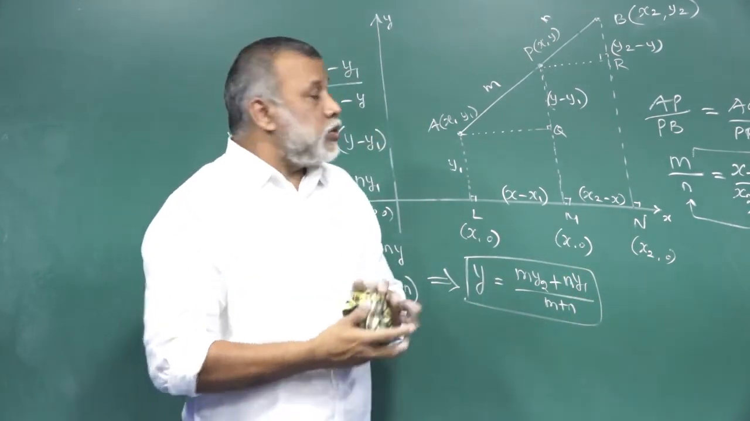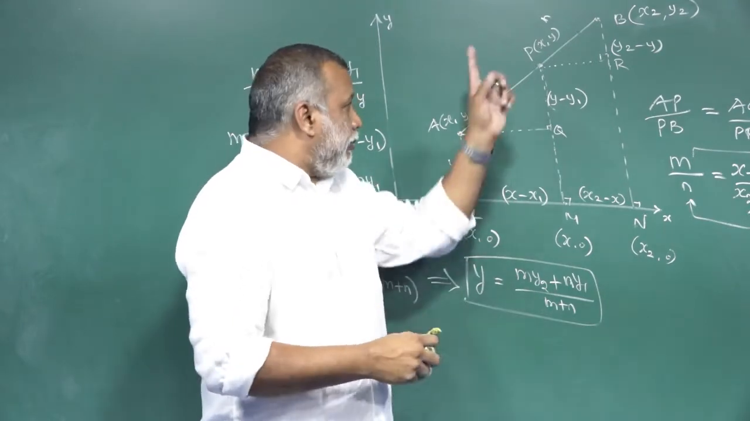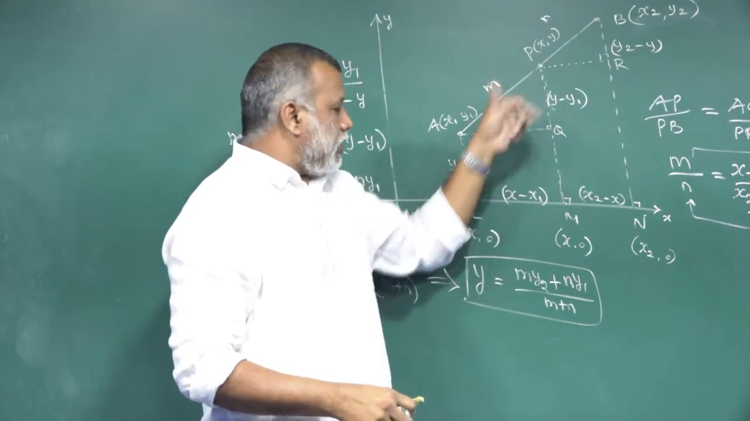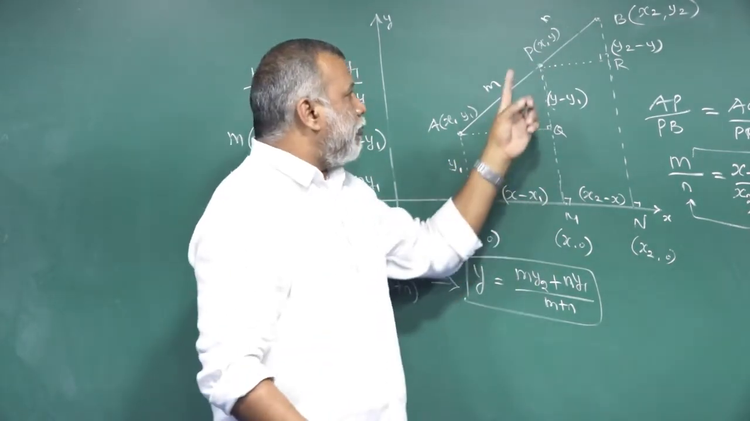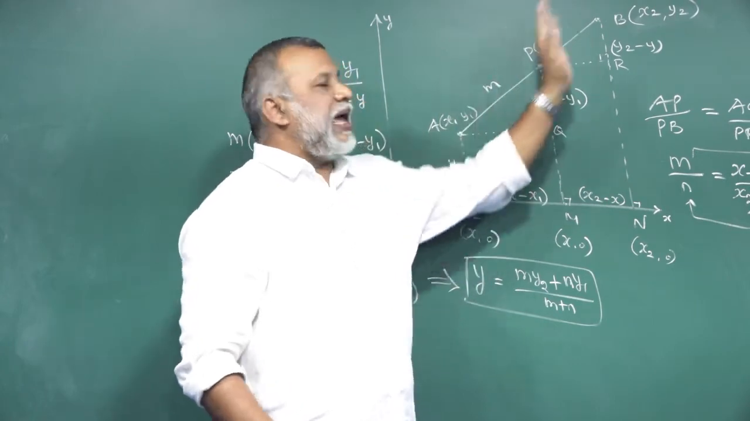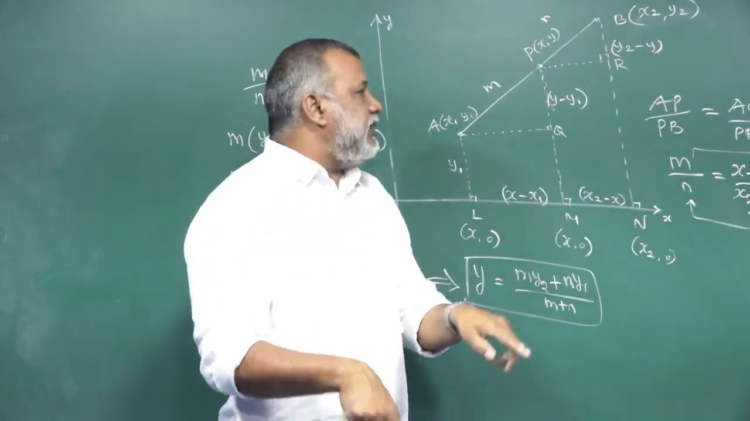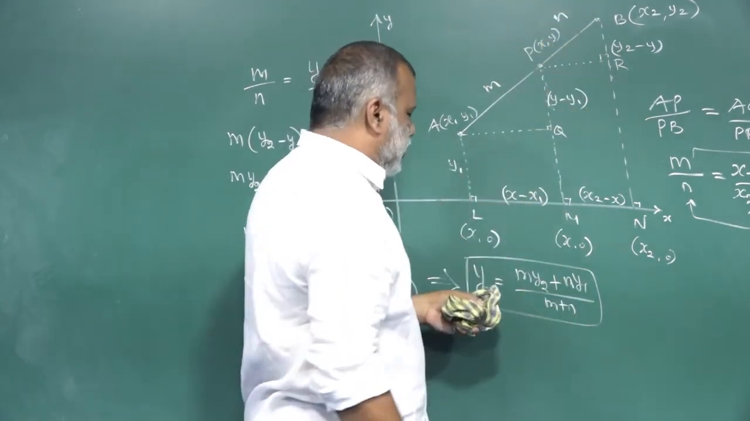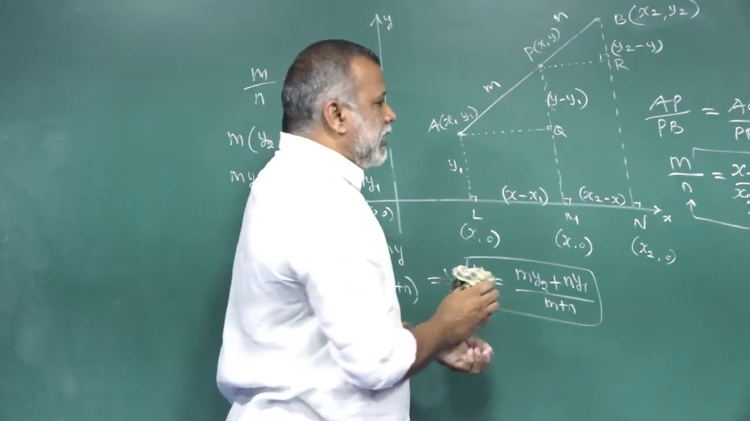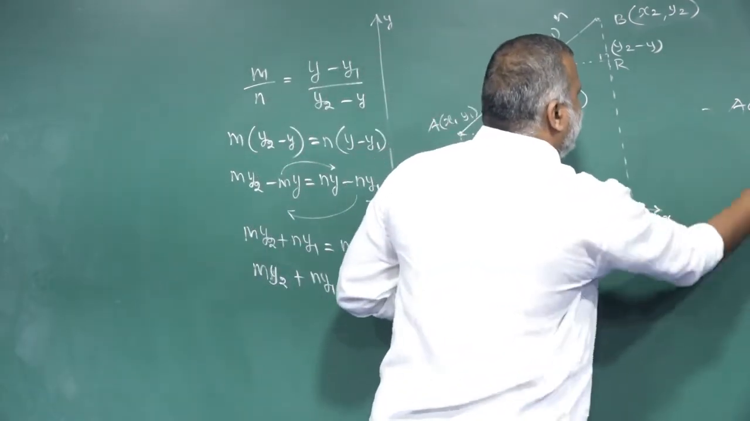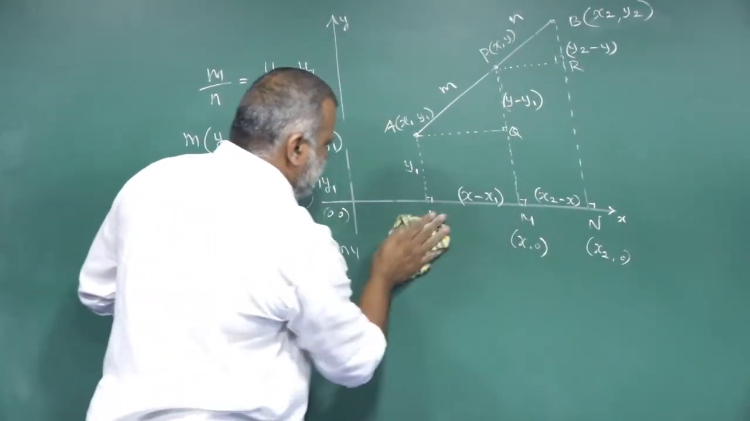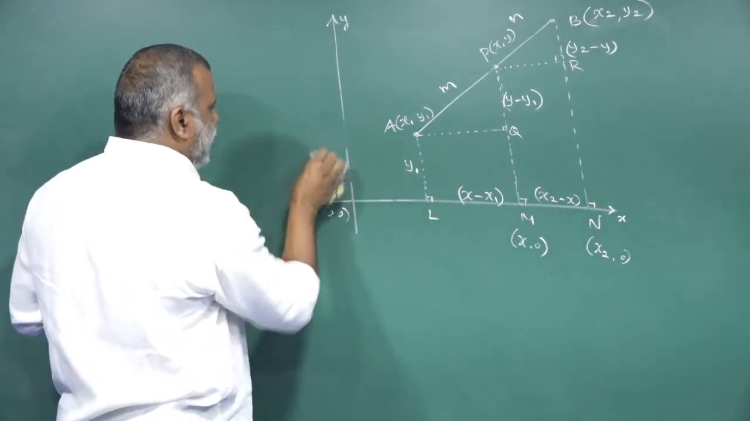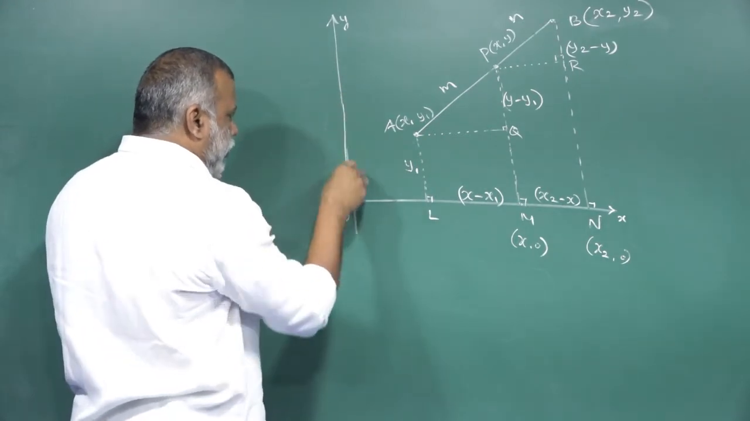So see, now what is the conclusion? P of x comma y. We worked out the value of x, we worked out the value of y. Therefore, P of x comma y divides the line segment AB internally in the ratio m is to n. Then we can work out the value of P of x comma y. That means the coordinates of P of x comma y, just now you worked out.